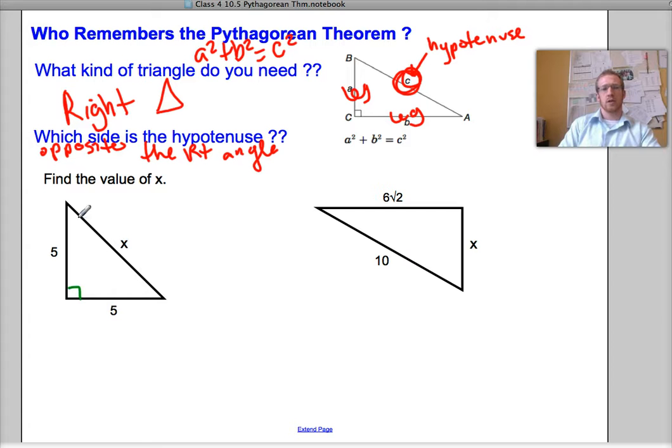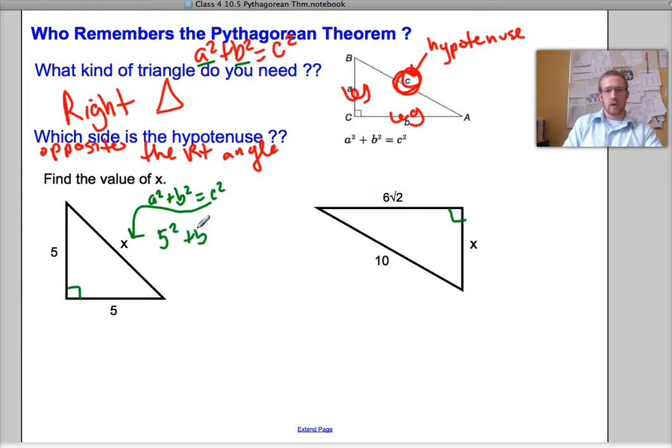In this one, our x is the hypotenuse. Here's our right angle. So here our hypotenuse is 10. X is not the hypotenuse, so x is going to be one of these. So let's set up a relationship. A squared plus b squared equals c squared. So c has to be the hypotenuse. And then a and b, it doesn't matter which, and these are the same numbers, so it doesn't matter which we call a and b. So that gives us 5 squared plus 5 squared equals x squared.